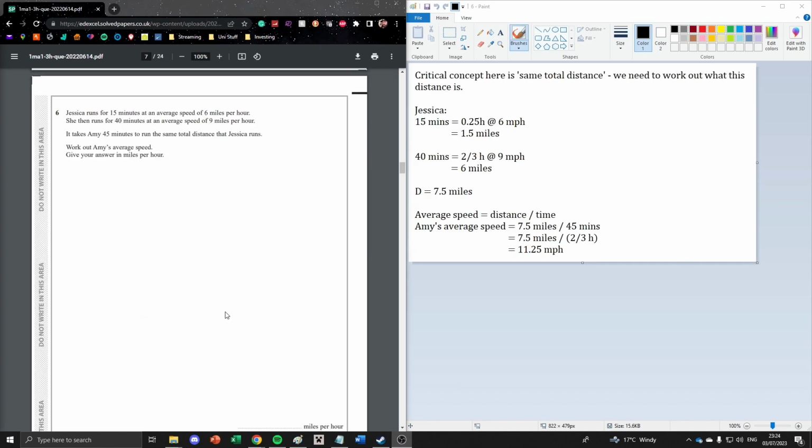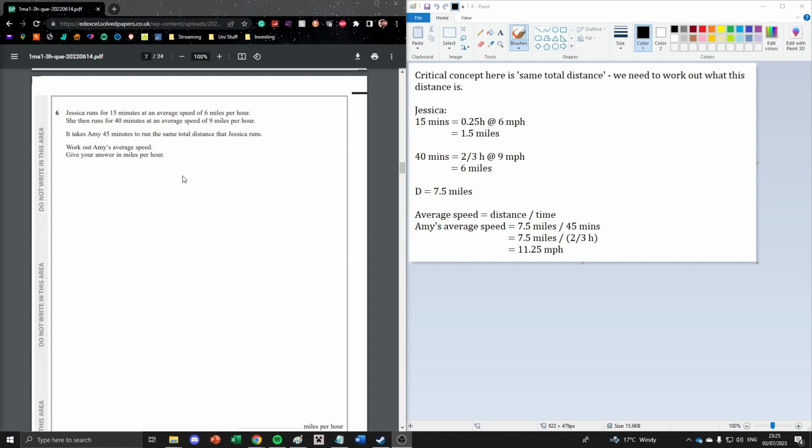Question 6 is about kinematics, or as it might be more commonly referred to, speed, distance, and time. So we're told that Jessica runs for 15 minutes at an average speed of 6 miles per hour. Then she runs for 40 minutes at an average speed of 9 miles per hour. And we're also told that it takes Amy 45 minutes to run the same total distance that Jessica runs. And so we're asked to work out Amy's average speed in miles per hour.